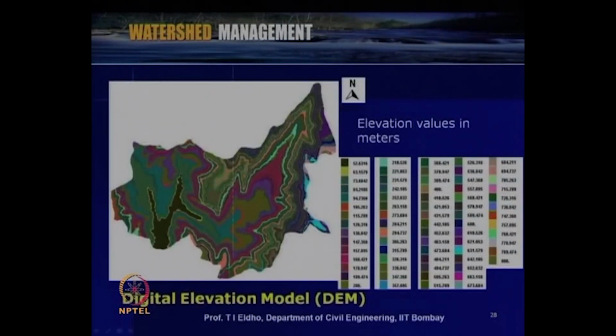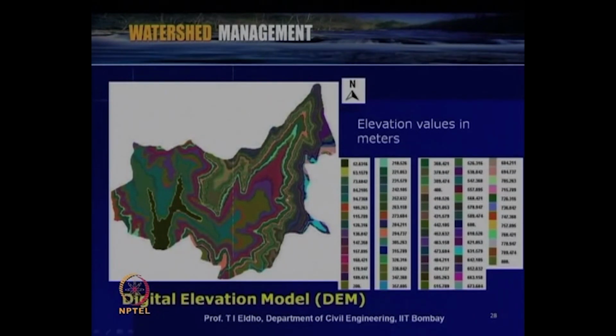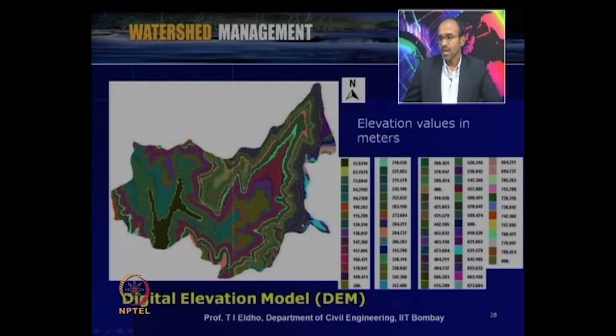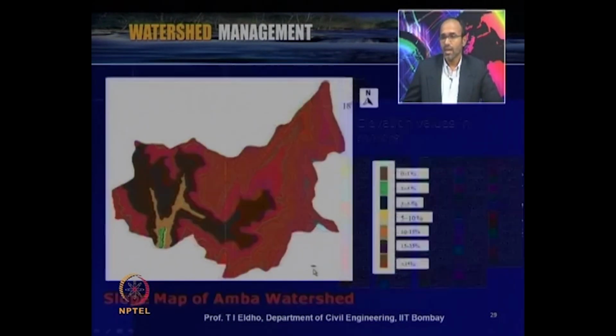Then using this specified procedure, we have generated the digital elevation model. This shows the detailed elevation model for the Amba watershed. The elevation values are listed here in meters. The elevation varies from 52.6 meters to 800 meters above the mean sea level. So this is the detailed elevation model for the Amba watershed, and this shows the slope map.